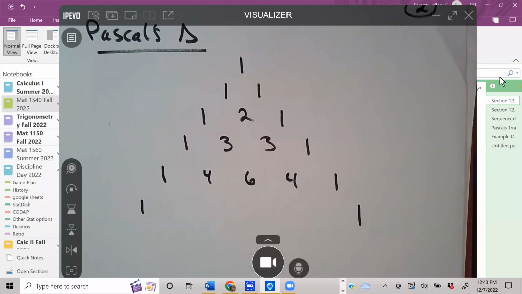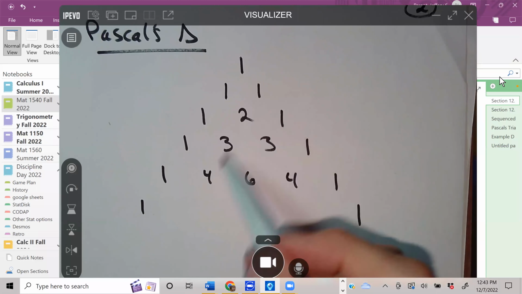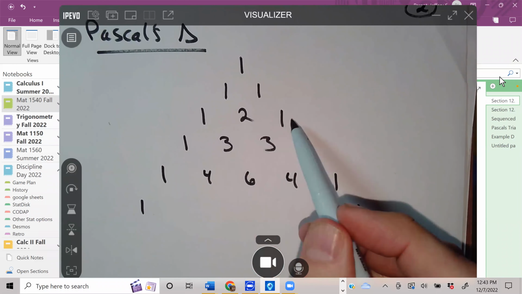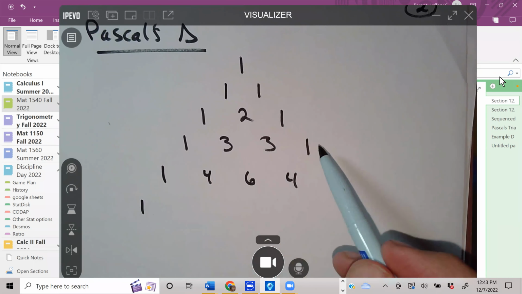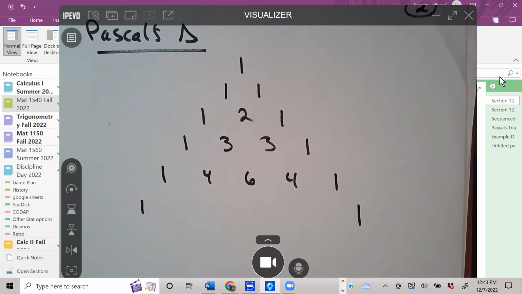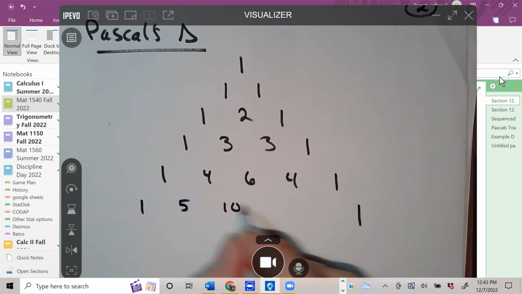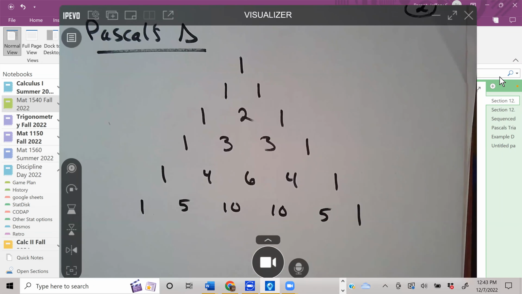Pascal's triangle has an incredible amount of interesting things embedded in it. You know, for instance, these numbers are the counting numbers. These numbers are going to be triangular numbers. These are going to be your tetrahedral numbers, and I'll talk about that in a little bit. But for now, you should get 5, 10, 10, and 5. All right, so this is nice. It's cute. It's pretty easy to come up with.